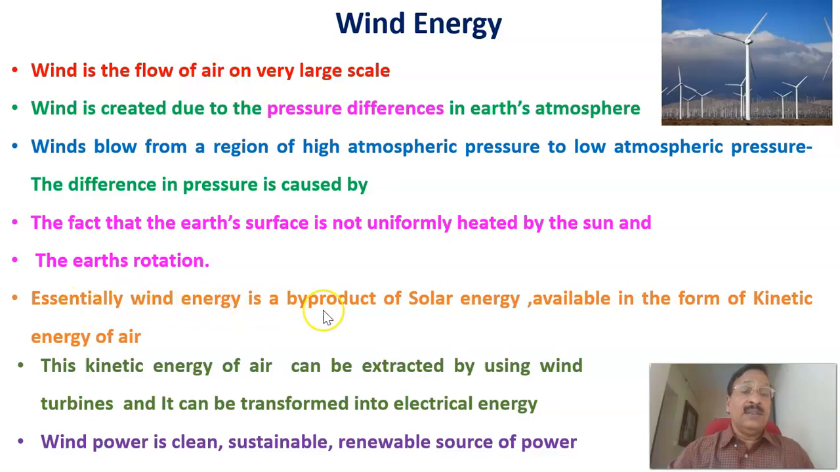Essentially, wind energy is a byproduct of solar energy available in the form of kinetic energy of air. This kinetic energy of the air can be extracted by using wind turbines, and it can be transformed into electrical energy. Wind power is a very clean, sustainable, and renewable source of power.